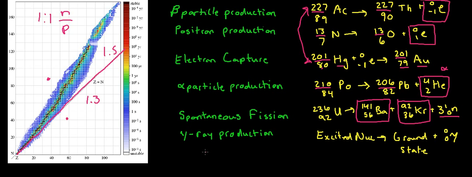They're taking uranium-235 and bombarding it with neutrons. It turns into uranium-236. And then this occurs. So this occurs in a nuclear reactor.